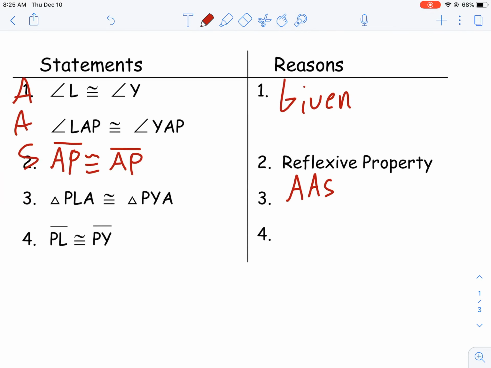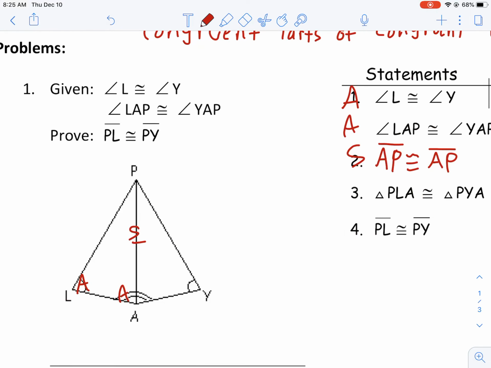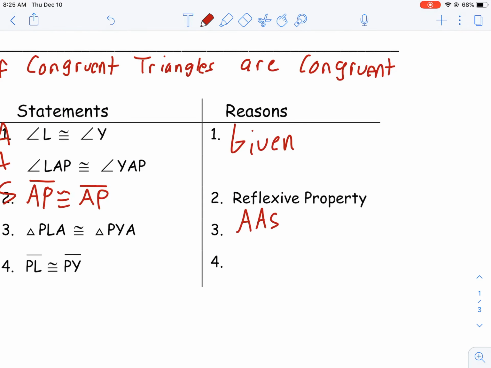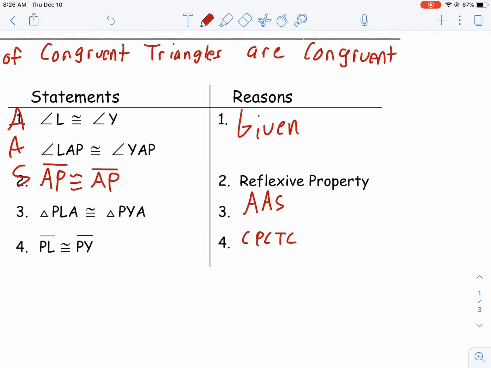And now that we've proven the triangles are congruent, we can say any piece of it is congruent that we want. And so this is where you've got to look at the prove, all right? We're trying to prove PL is congruent to PY, and the reasoning for that will always be those 5 letters, CPCTC, all right? Congruent parts of congruent triangles are congruent. But you just need to remember that this is the last thing you use after you've already proven the triangles are congruent.